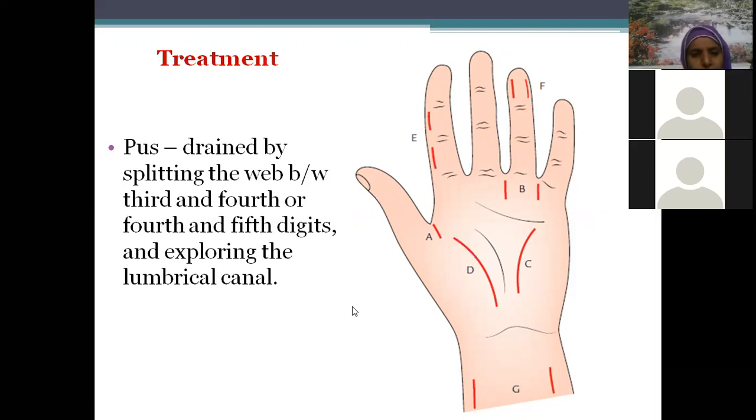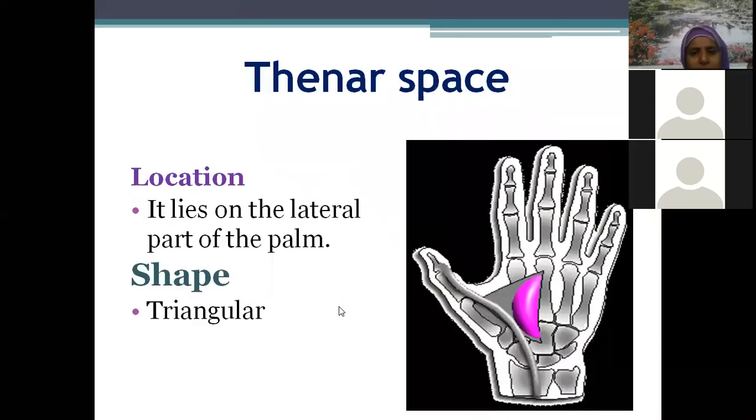So the treatment is that pus is drained by splitting the web spaces between the 3rd and 4th digits and exploring this lumbrical canal, those diverticula I have spoken about. Is that clear? Mid-palmar space? Yes, ma'am.